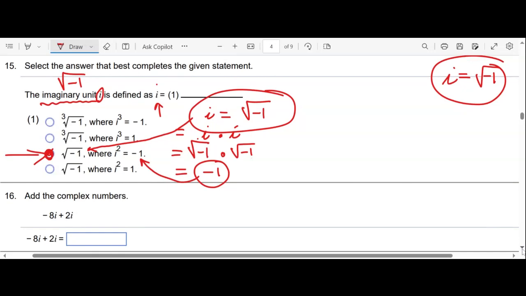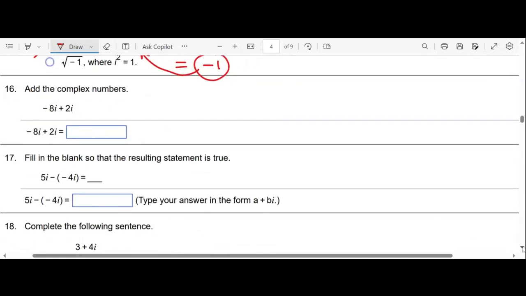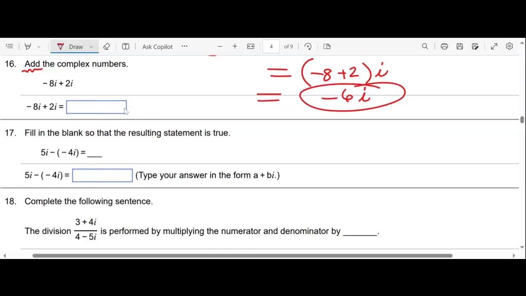Number 16. Complex number. Okay? He said here, add or subtract? Add. You have negative 8 plus 2 times what? That gives you what? Negative 6. Negative 6i. Is this clear? Yes. Next one, number 17.